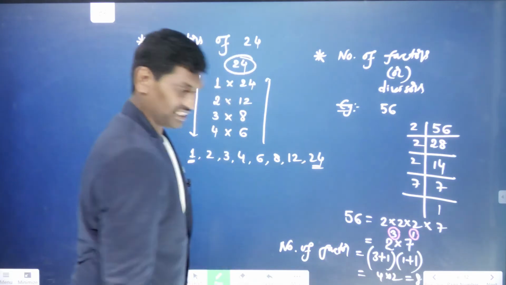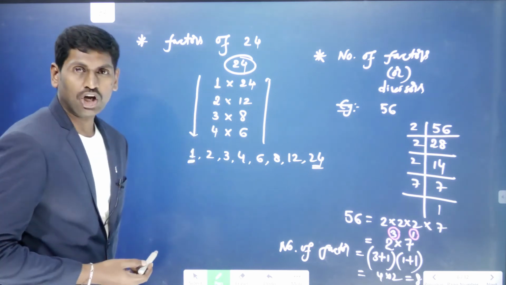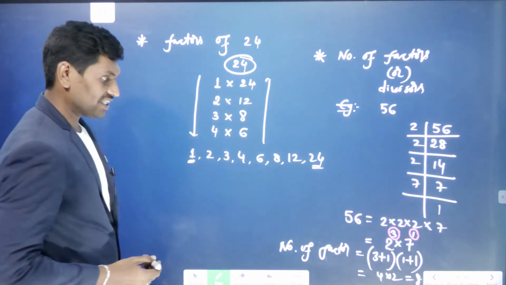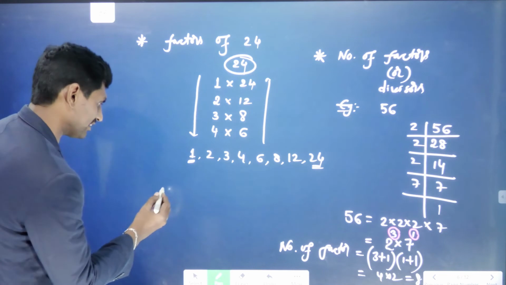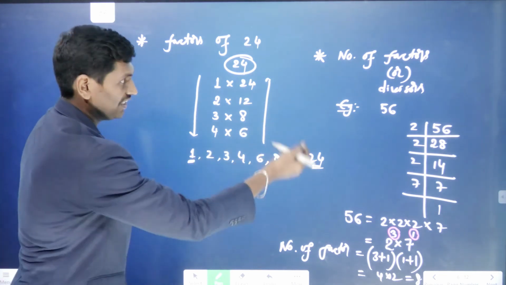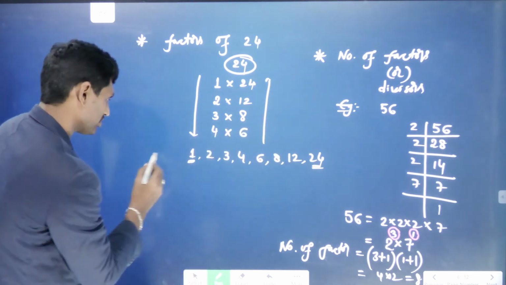Now, see here, 24. For 24, how many do we have? 8 factors we got. 24, 8 factors. I am doing it in the same way. It should be satisfied, no? Now see here, 24 I am.